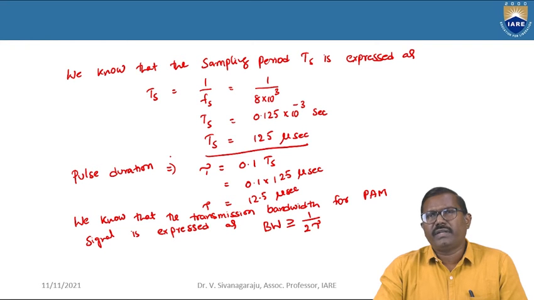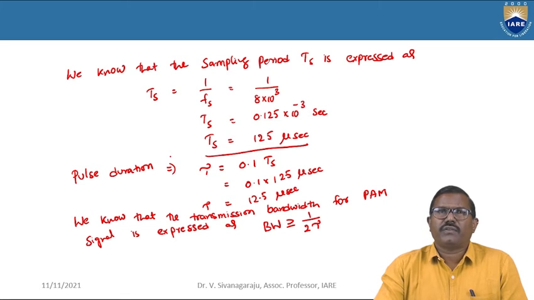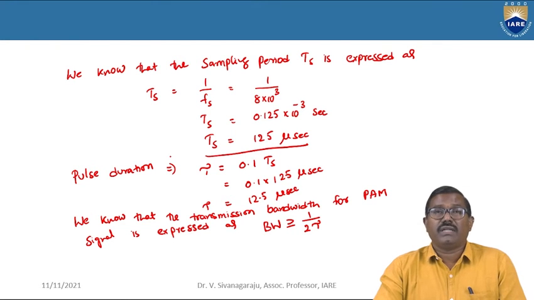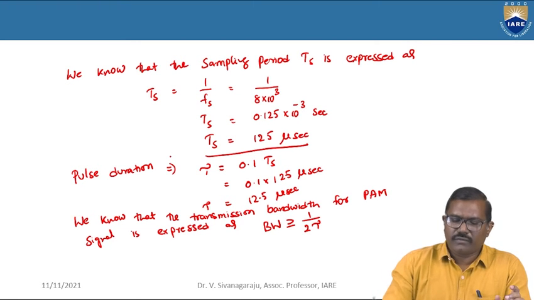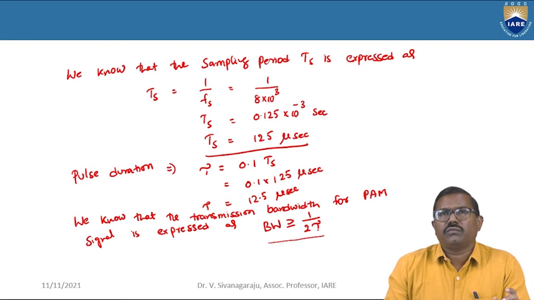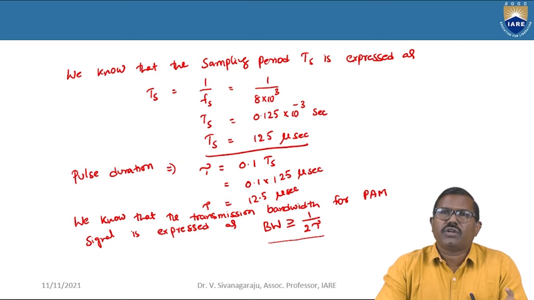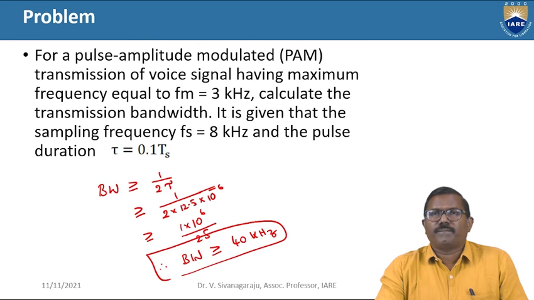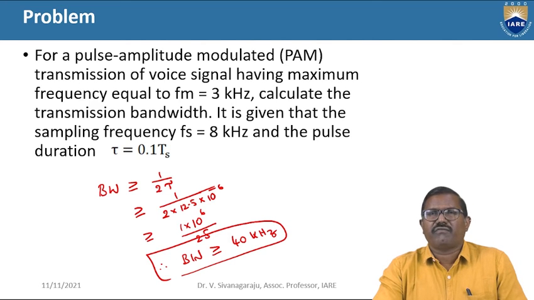I send the 10 cube in the denominator to the numerator, you get 10 to the power of minus 3, and 1 by 8 gives 0.125. So Ts is equal to 125 microseconds. But my aim is to find the bandwidth. For the bandwidth, the formula is bandwidth greater than or equal to 1 by 2 tau. The other given data is tau, which is equal to 0.1 Ts. So tau is equal to 0.1 into 125 microseconds, so tau is 12.5 microseconds. After getting tau, I substitute this tau value in the bandwidth formula, and I got the bandwidth as 40 kilohertz.